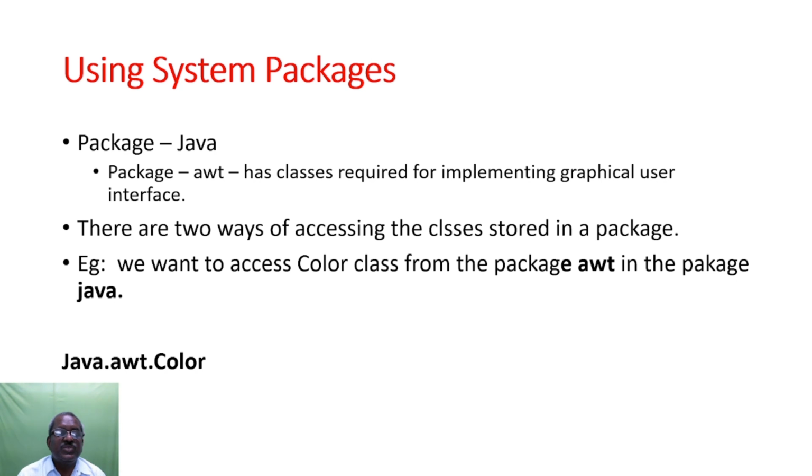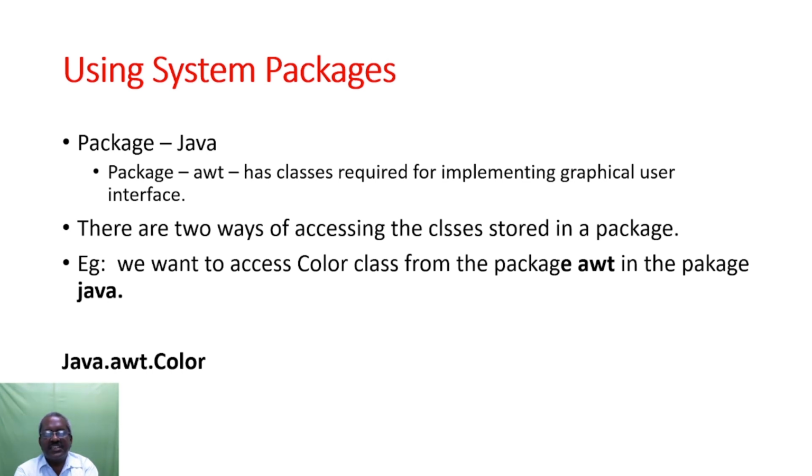The next one is using system packages. These are all system packages, already written by someone, by the creator, for a reason. Then we can use them. For example, Java is a package, and package AWT is there inside it. There are two ways of accessing the classes stored in a package.